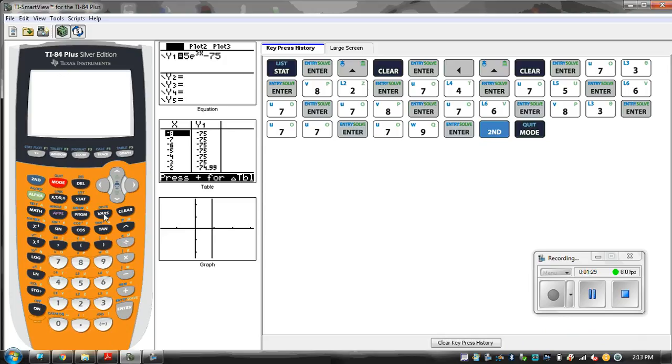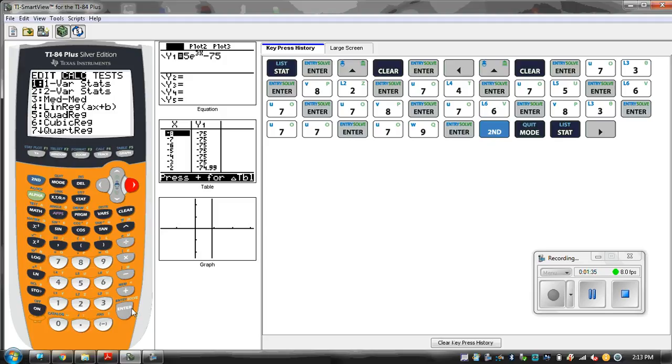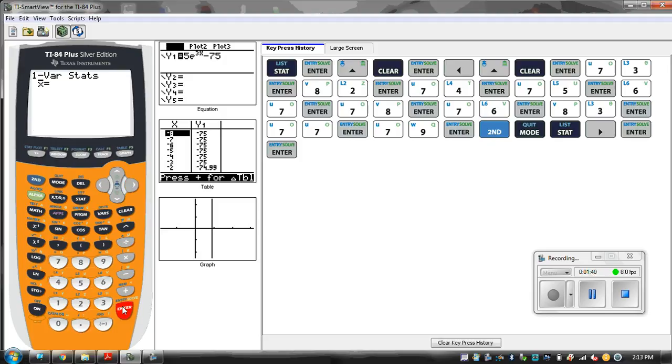So the next thing we're going to do is clear out of it with second mode, or second quit. I'm going to press stat again, and I'm going to calculate. So I scroll over to calculate, and I'm going to choose 1-variable statistics. So I press enter on that. I'm going to press enter again. So here's what I know. The mean is 76.4. And the standard deviation is this Sx, which is 4.6.